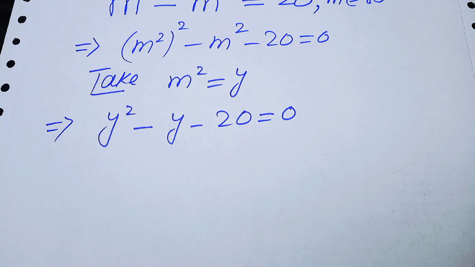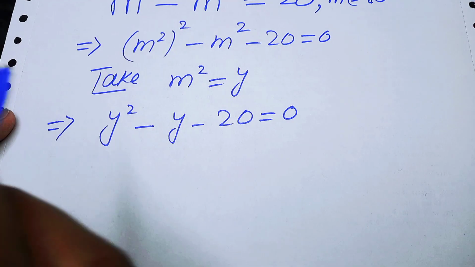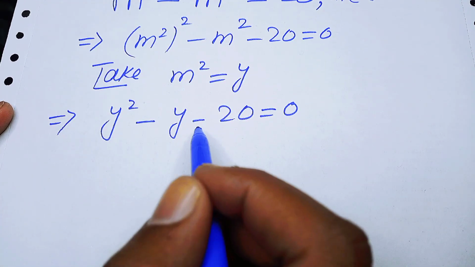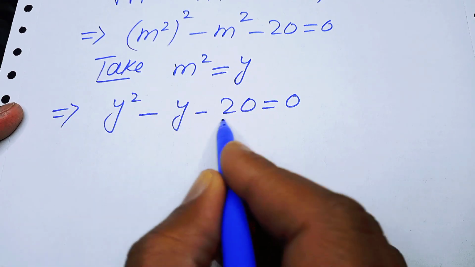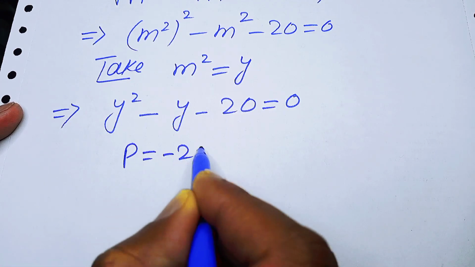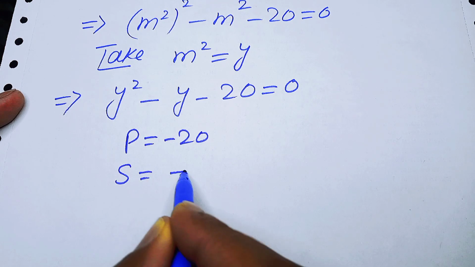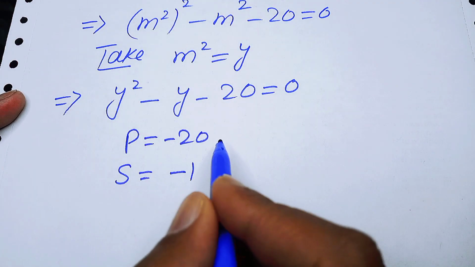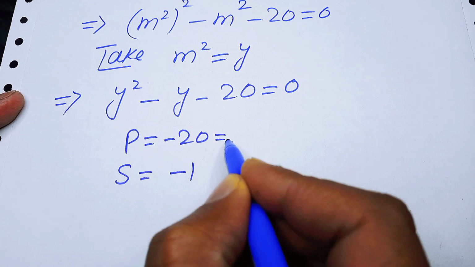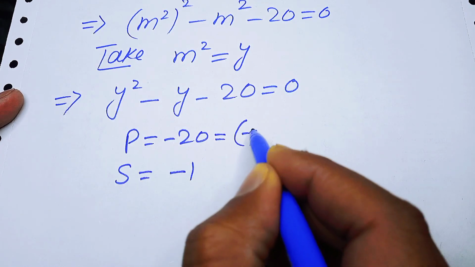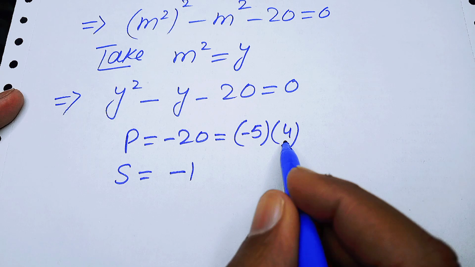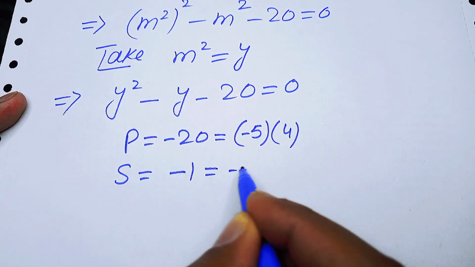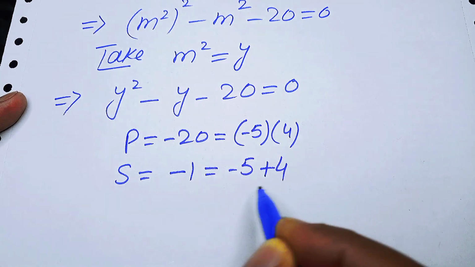You can use any method which you want, so that we can make the factors of this equation. And here we need any two numbers whose product is minus 20, and whose sum is minus 1. So I can find these numbers are minus 5 and plus 4. Okay, so when you multiply minus 5 by 4, it becomes minus 20, and when we add these numbers, it becomes minus 1.